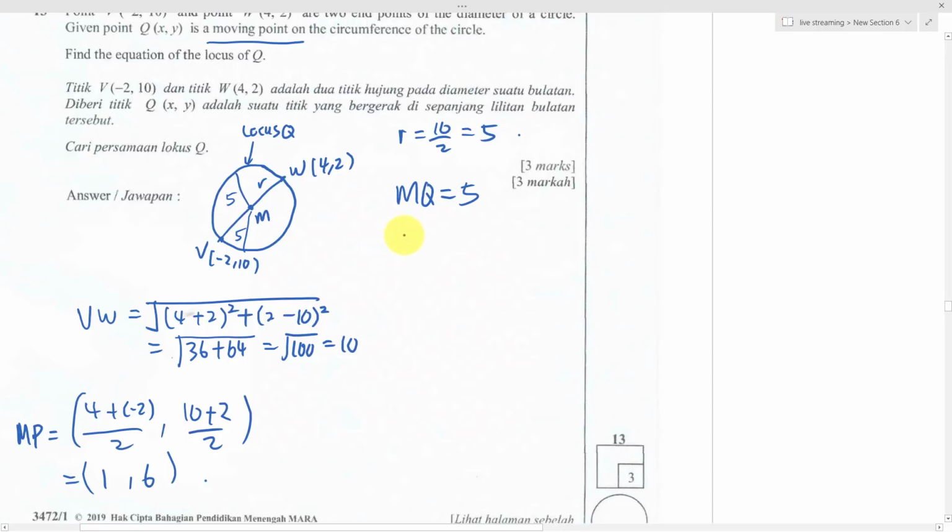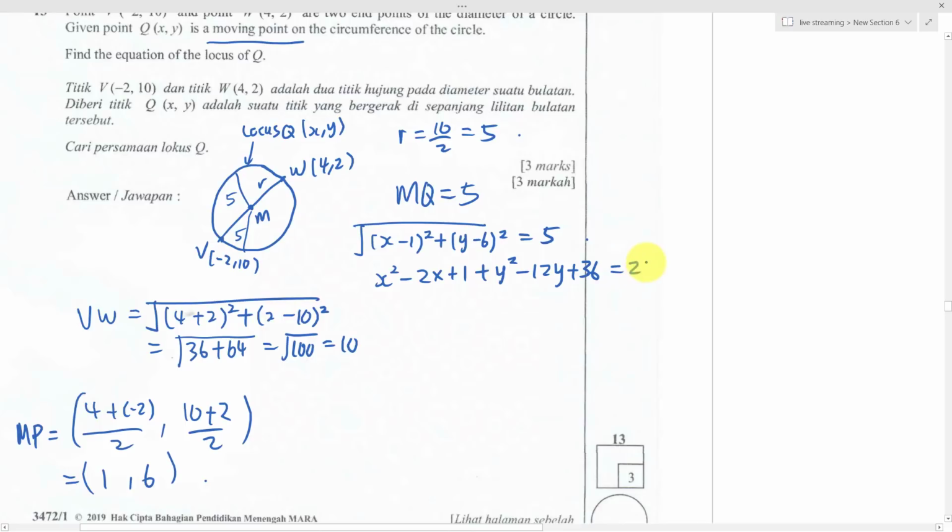Then I will use the distance formula for the locus. MQ equals 5, and I say Q is just (x, y). So I will say square root of (x minus 1) squared plus (y minus 6) squared equals 5. Expand it: x squared minus 2x plus 1 plus y squared minus 12y plus 36 equals 25. How to get 25? Move the square root to the other side by squaring. Then I solve this: x squared plus y squared minus 2x minus 12y plus 37 minus 25, which is plus 12, equals 0. This will be my equation of the locus.